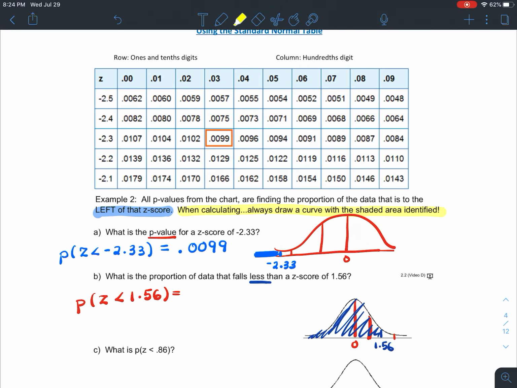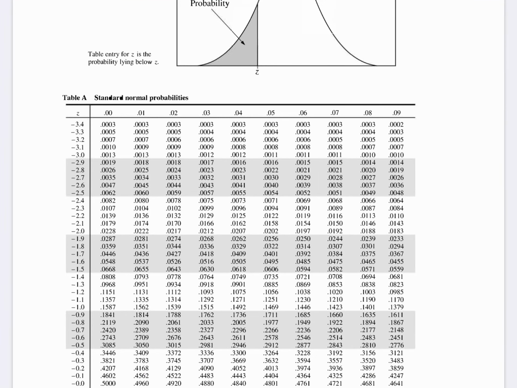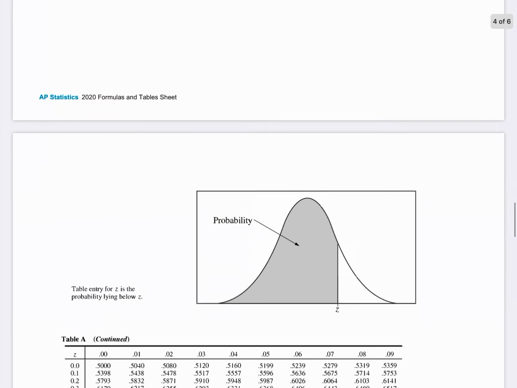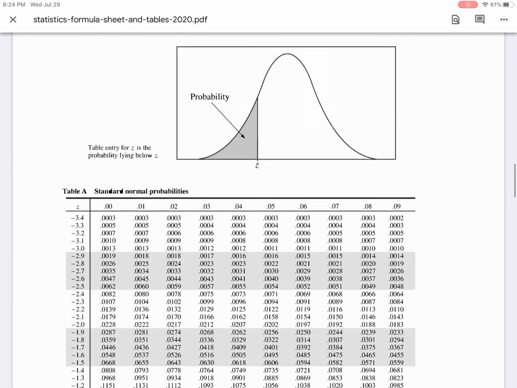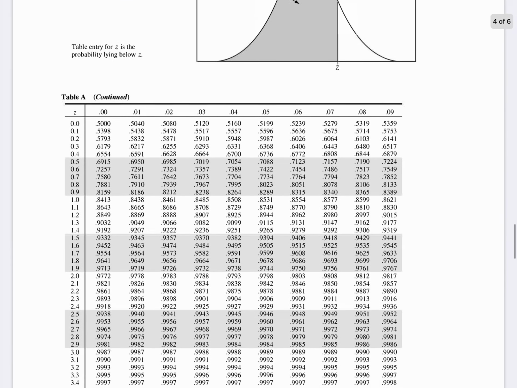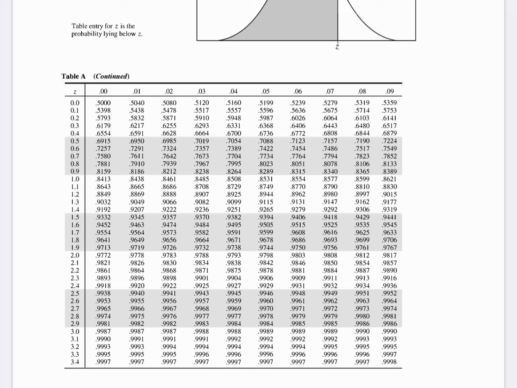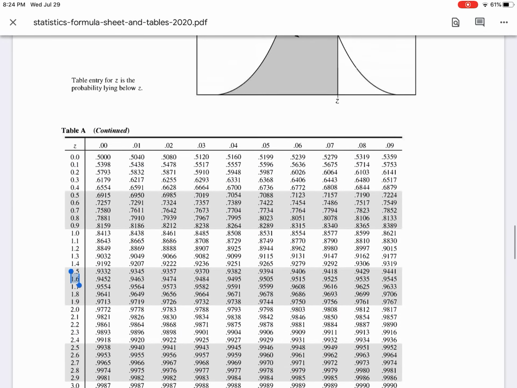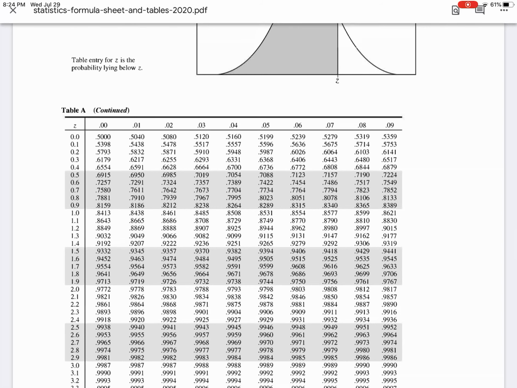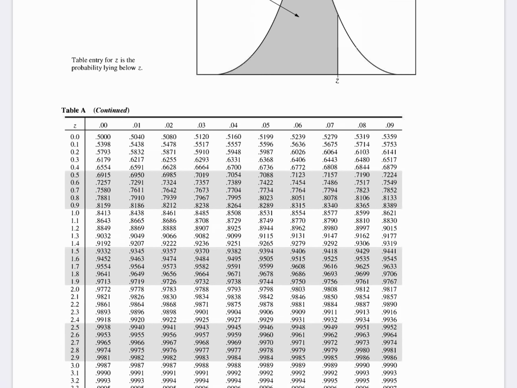Okay, let me clean this off here. I'm going to find 1.5 along the left. I don't have that here, so I'm going to have to flip to my other table. There are two tables. One is for all the negative z-scores, and the other one is for all the positives. So you're going to look along the left side and find 1.5. See that row, 1.5? Okay, there we go, 1.5.